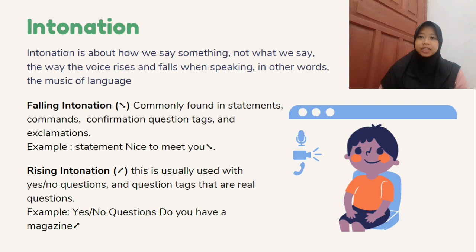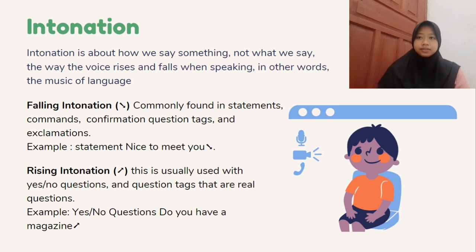And next I will explain intonation. Intonation is about how we say something, not what we say, the way the voice rises and falls when speaking. In other words, the music of language. There are 2 basic patterns of intonation in English, falling intonation and rising intonation. In the following examples, the down arrow indicates decreased intonation, and the up arrow indicates increased intonation.